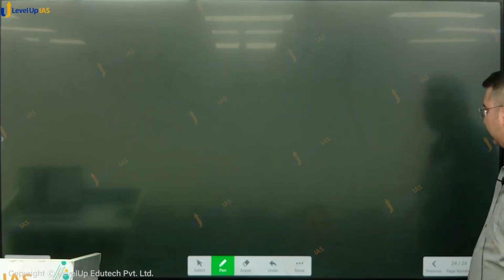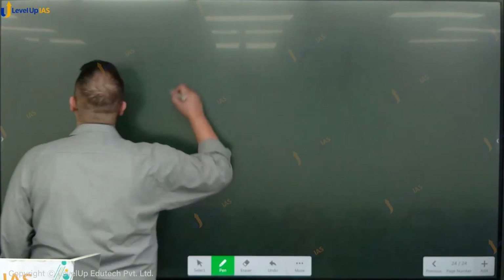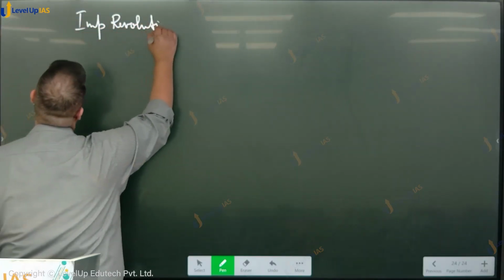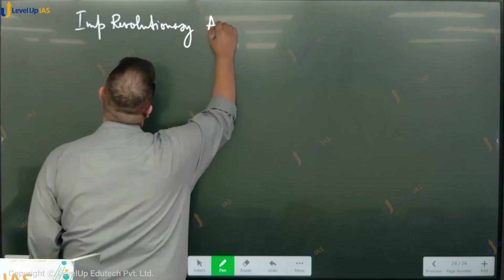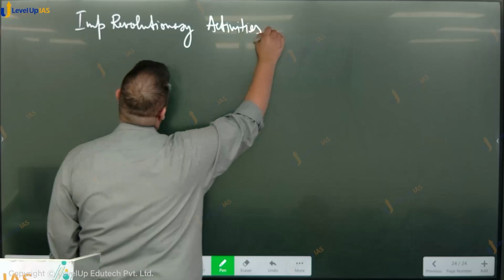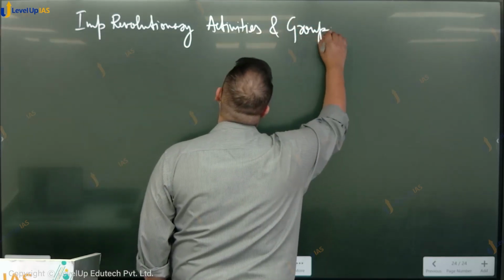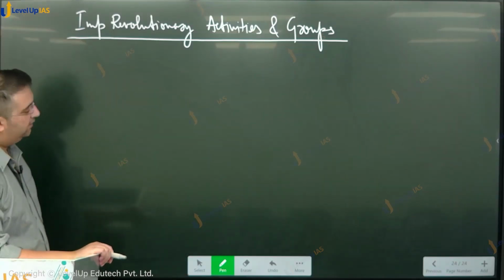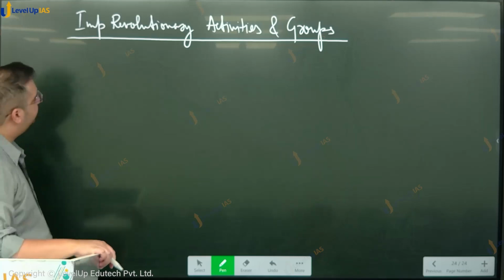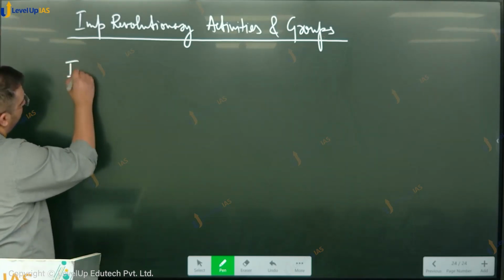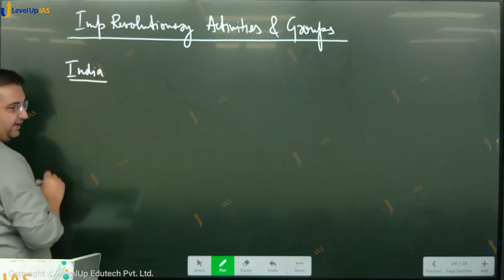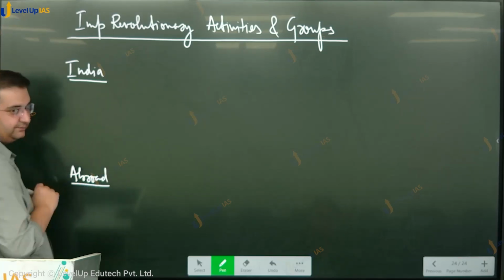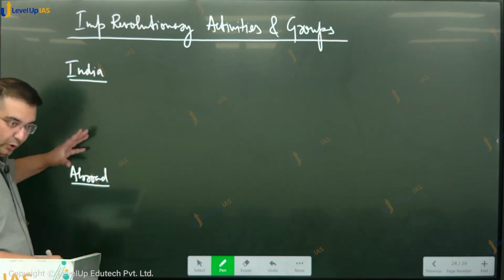ये हो गए factors. Now some important revolutionary activities and groups. इसको हम दो पार्ट्स में कंसिडर करेंगे. वन, revolutionary activities within India, and second, revolutionary activities by Indians abroad. ठीक है? और ये भी देखेंगे कि इन दोनों के बीच में ओवरलैप भी है.